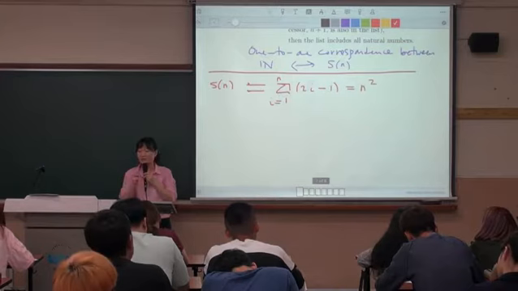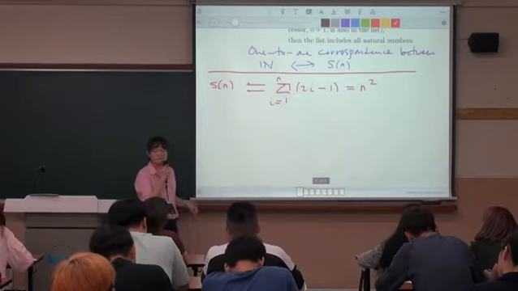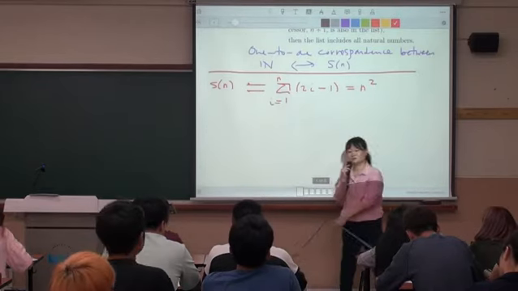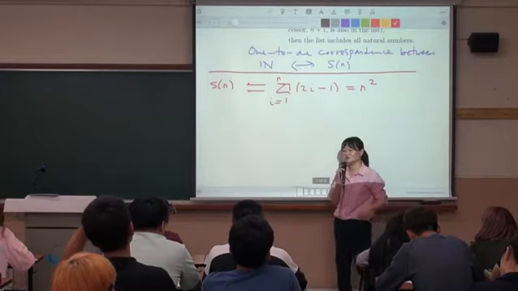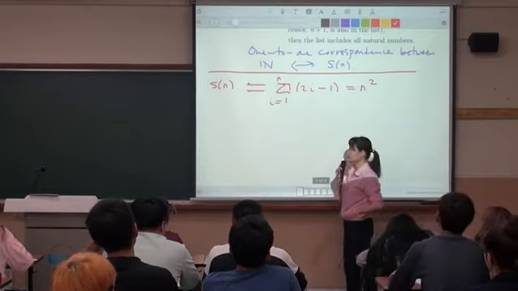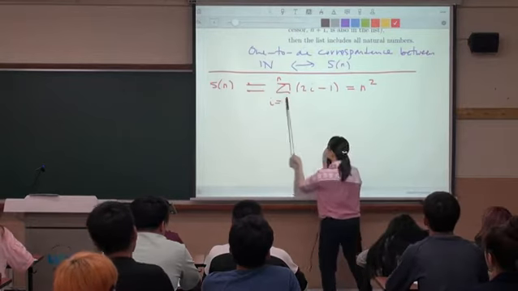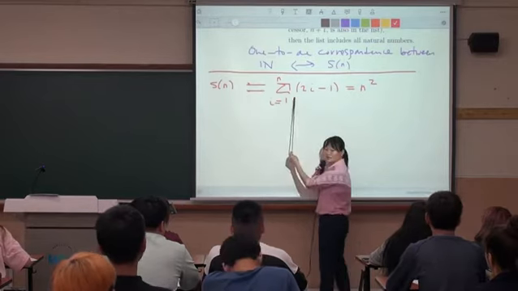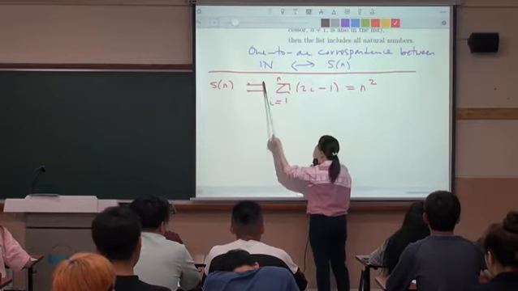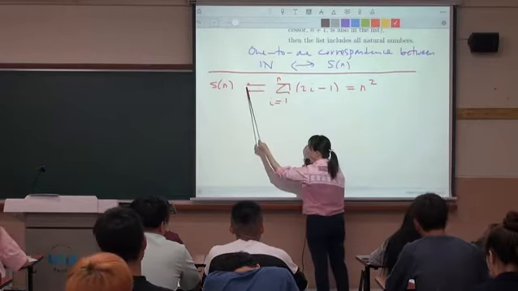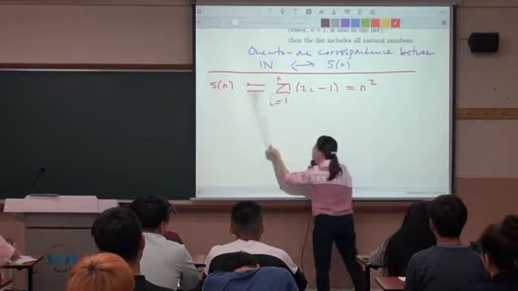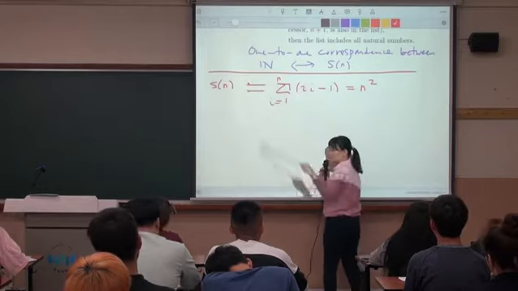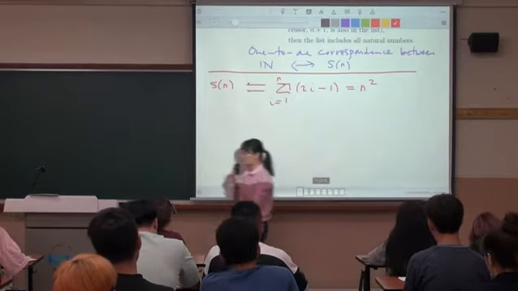Is this right? Is it wrong? It's wrong. Why is it wrong? S of n means that this is equal to this. S of n doesn't equal this. Right? S of n doesn't equal to this. S of n is the statement which says this equals to this. Okay? So you cannot use the equal sign. So be careful on that.